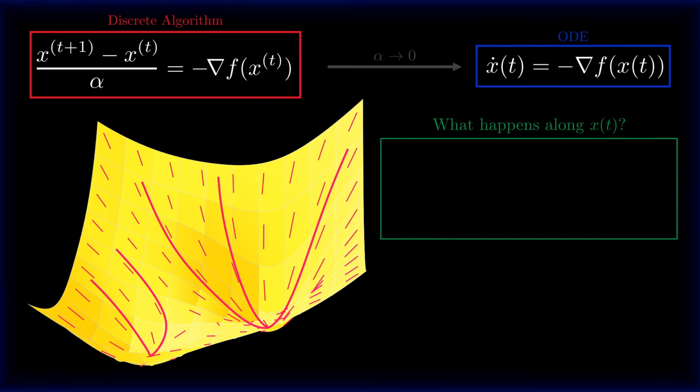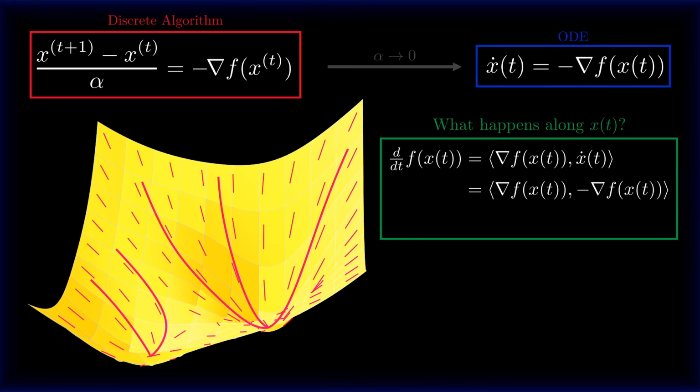Now, what happens if we actually follow this flow with the algorithm? To find out, let's simply compute the time derivative of the function values along the trajectory. By the chain rule, this is simply given by the dot product of the gradient and x dot of t. But along the ODE, x dot of t is simply the negative gradient, such that this equates to minus the squared gradient norm. And this is quite beautiful. It tells us that along the trajectory, the objective can never increase, and the only way the flow can stop is when the gradient vanishes, that is, at a stationary point.